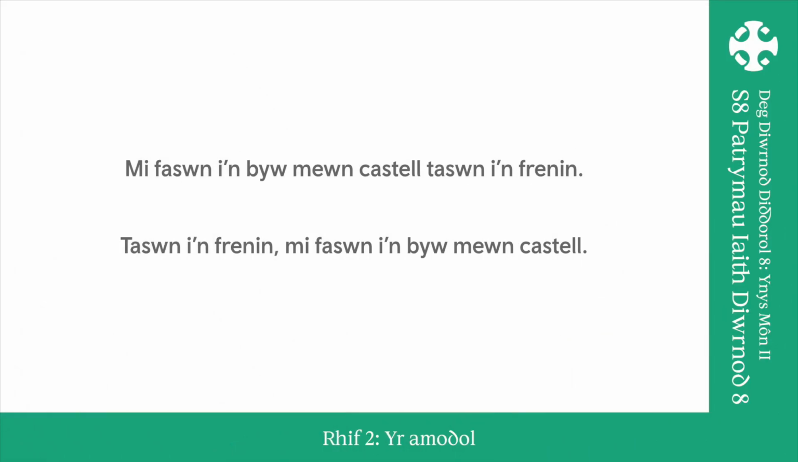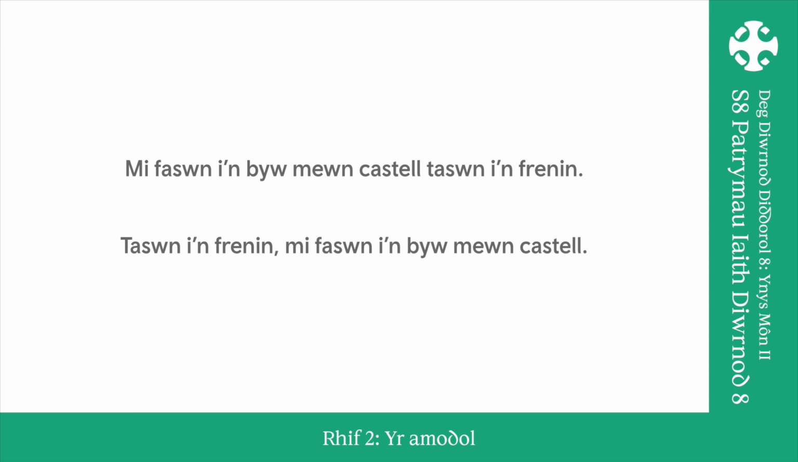Very often, there is a second half to the conditional sentence, the part containing the if, the condition. Mi faswn i'n byw mewn castell taswn i'n frenin. I would live in a castle if I were a king. Notice that these two halves can go in either order. Taswn i'n frenin, mi faswn i'n byw mewn castell. If I were a king, I would live in a castle.